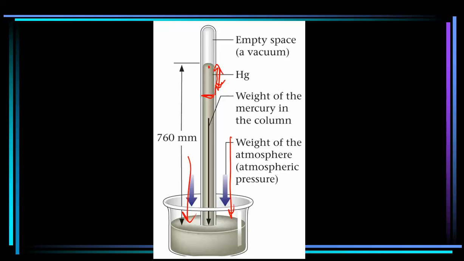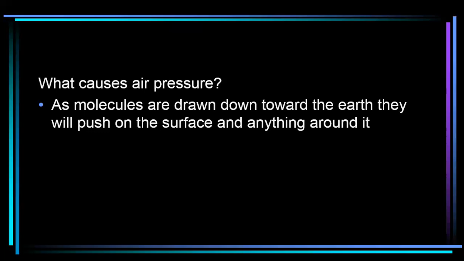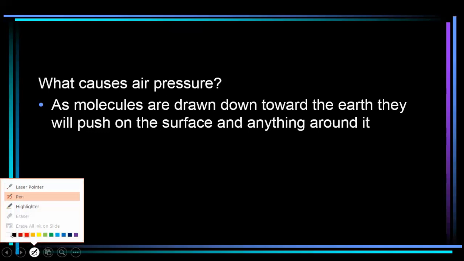So whenever it moves up or down, there is a potential for rain because that means that masses of air are switching places. They're moving past us. Okay? If you have a barometer and it goes down rapidly over a short period of time, watch out. It's not just a storm, it's what? Tornado. That is tornado weather. What causes air pressure? As molecules are drawn down toward the earth, they will push on the surface and anything around it.